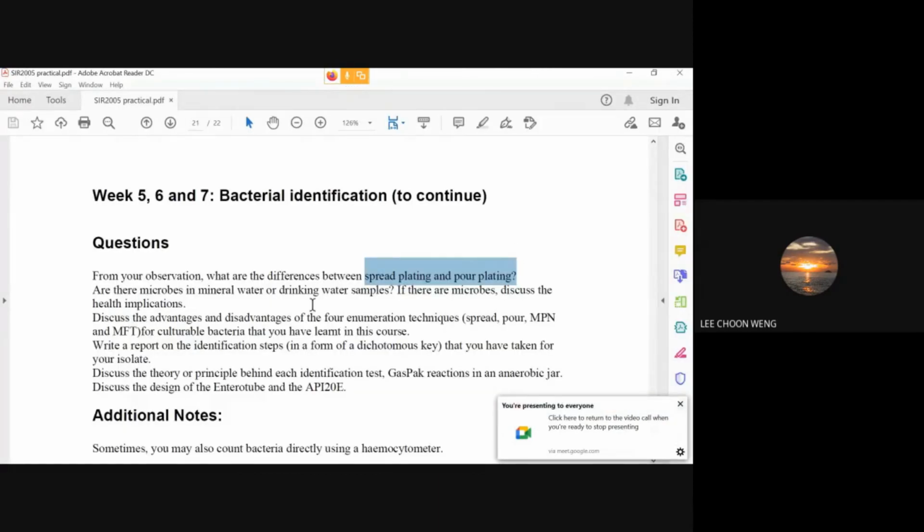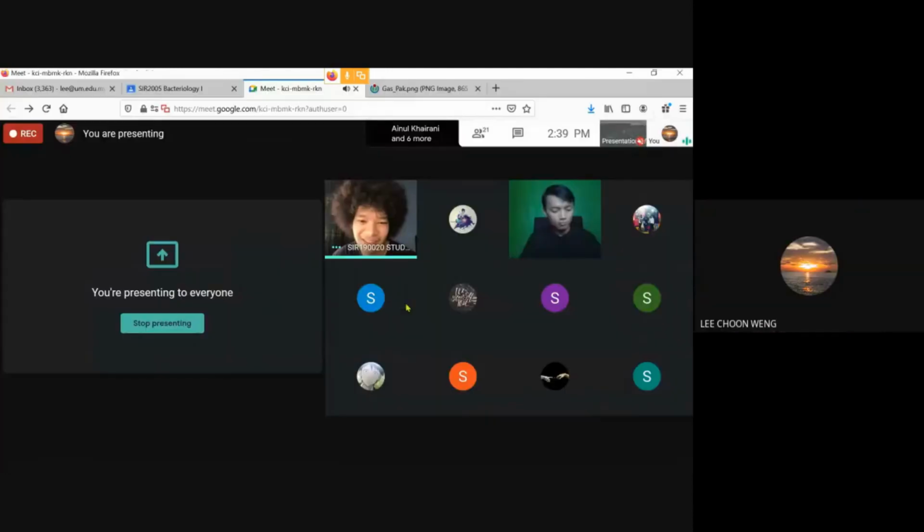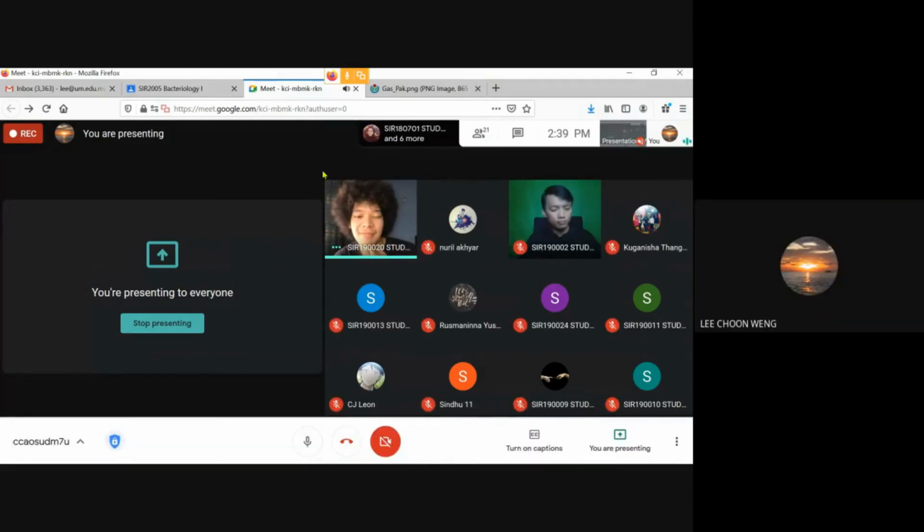Are there microbes in the mineral water and drinking water samples? What we usually ask the students to do for MF is filter some mineral water bottles, and some of them will filter water from the water cooler. They'll usually sample about 500 mL of water. So do you think there are microbes there? Surely there is, but very little. Yeah, there will be bacteria, yes.